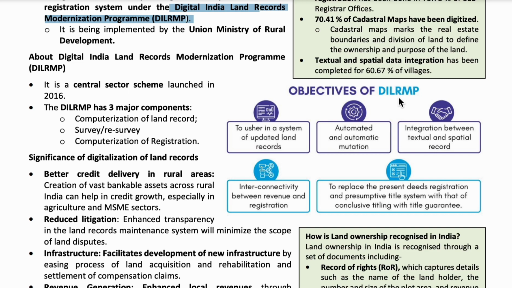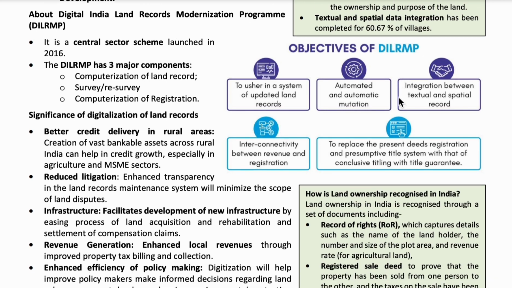So these are the two major objectives. One is to come up with updated land records so that all land records are up to date and can reduce major land related disputes. And the second objective is that land records registration or changes can be done automatically without any delay.